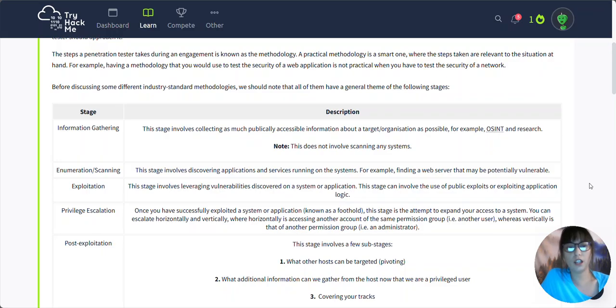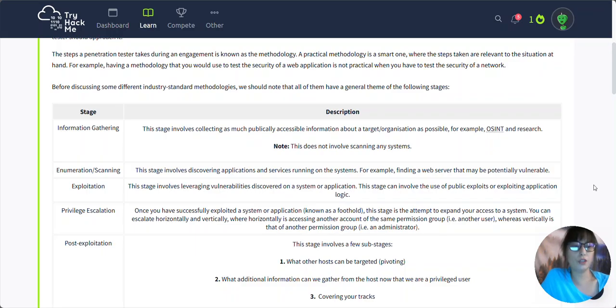You can escalate horizontally and vertically, where horizontally is accessing another account of the same permission group, i.e. another user, whereas vertically is that of another permission group, i.e. an administrator.